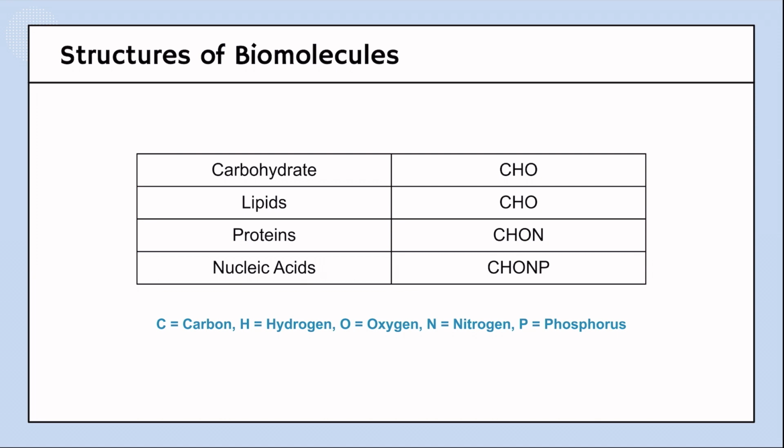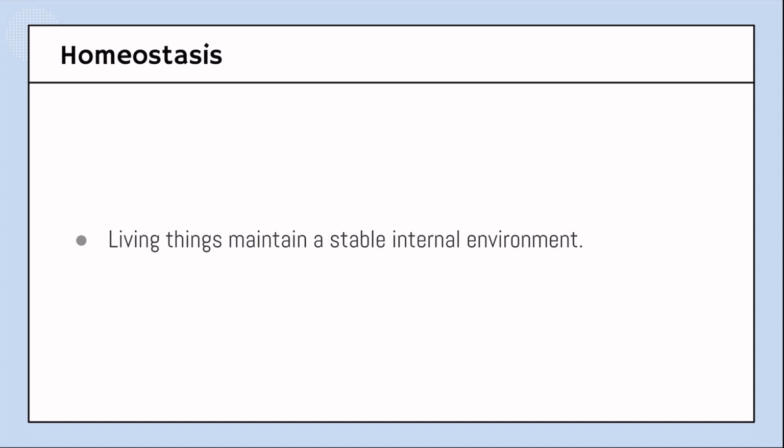Sensitivity. Living things are responsive to internal and external stimuli. Homeostasis. Living things maintain a stable internal environment. Excretion. Living things exhibit the removal of waste products from their structures. Nutrition. Living things exchange materials and gases from their structures with the environment.